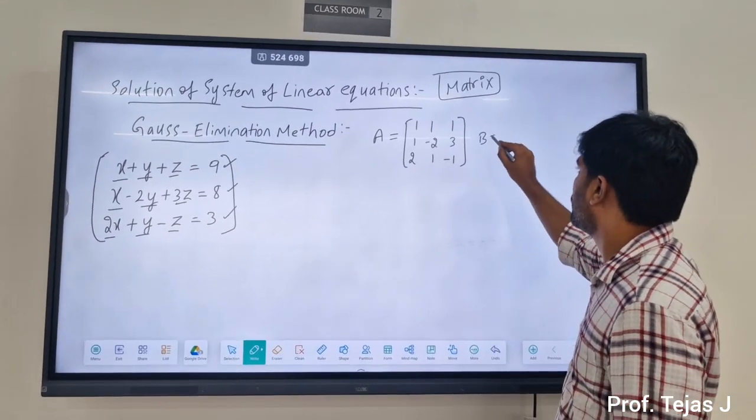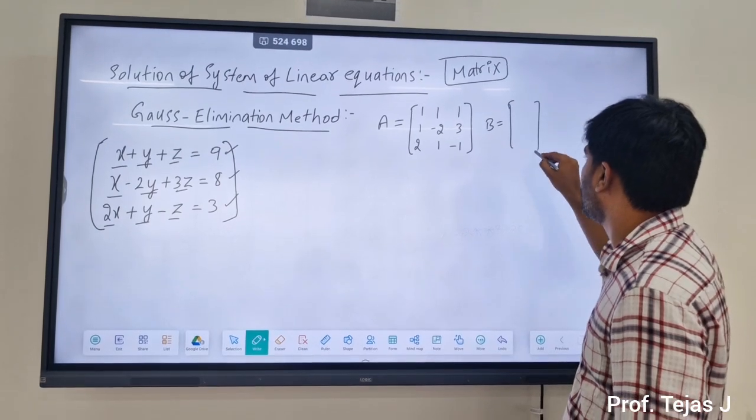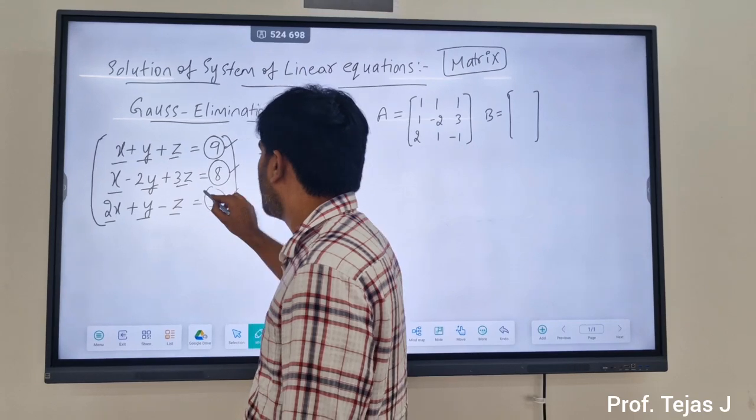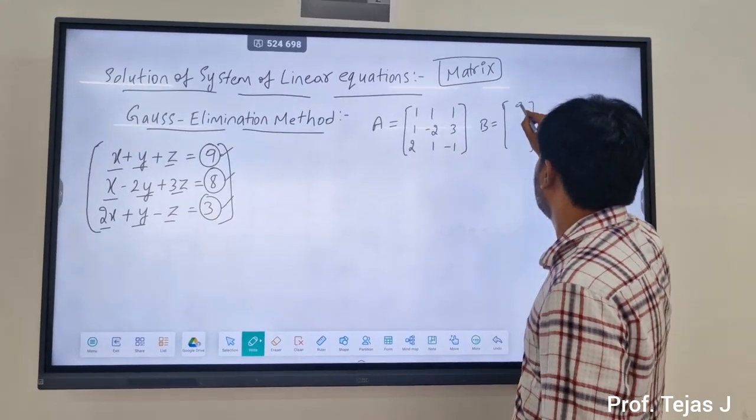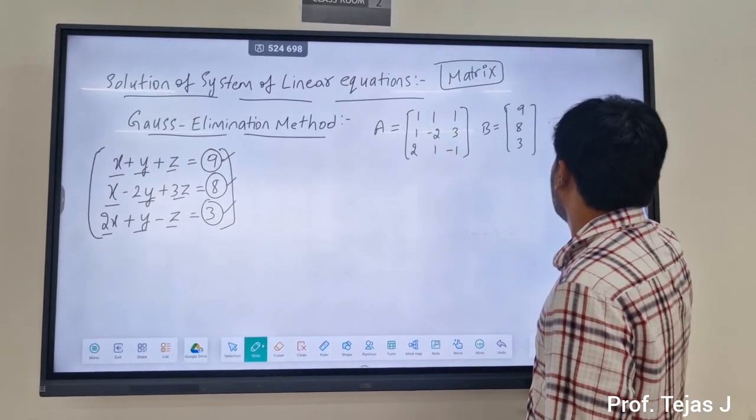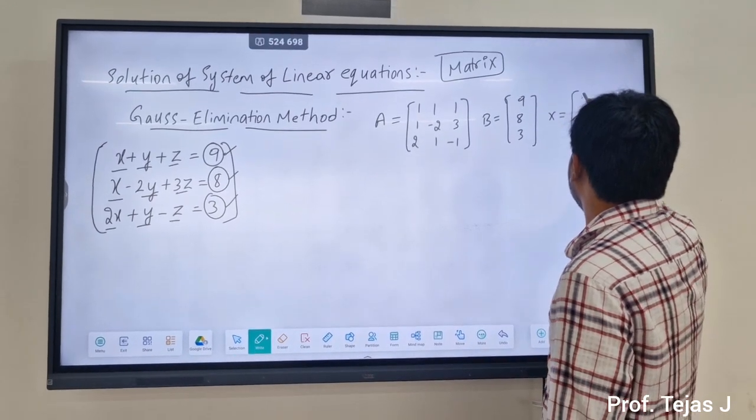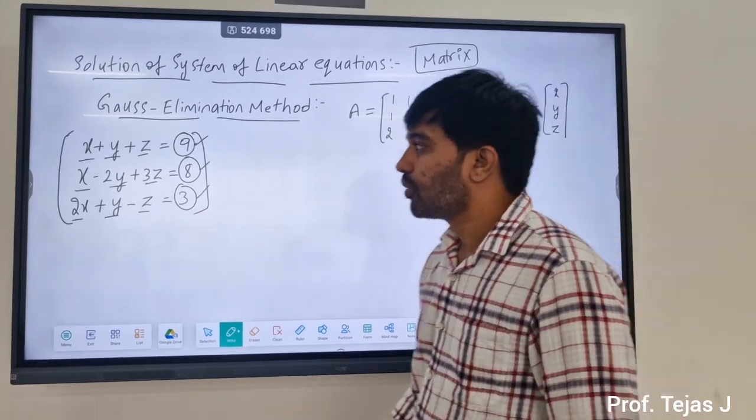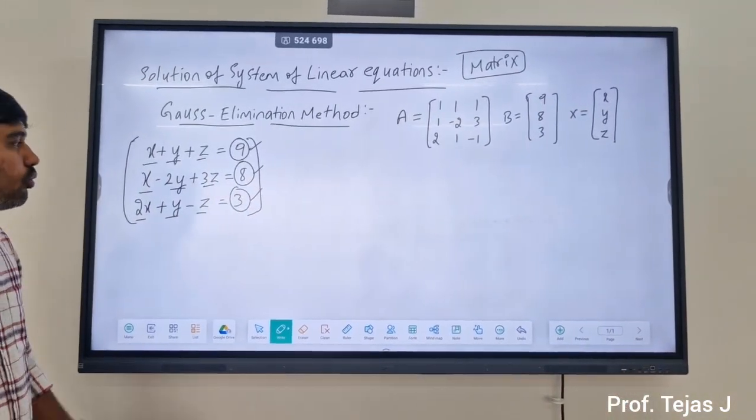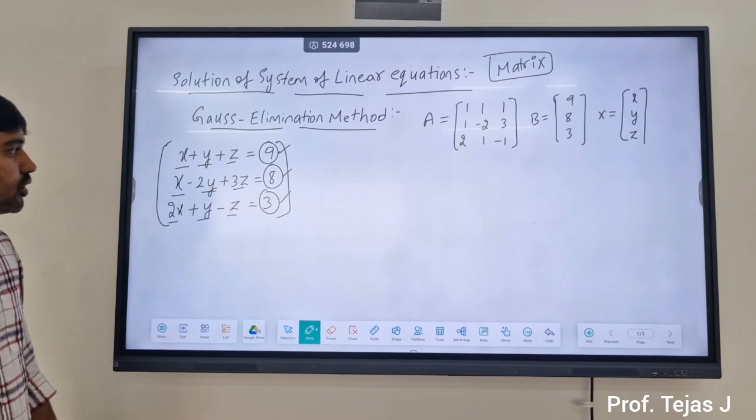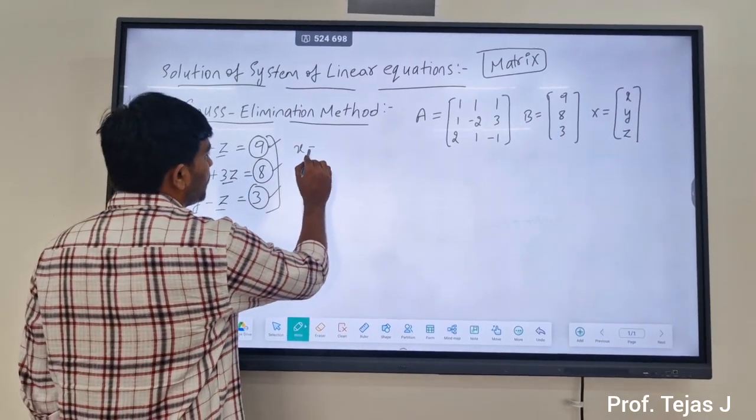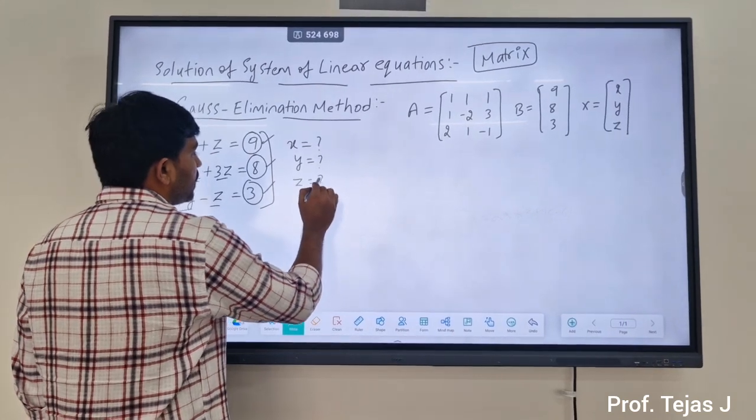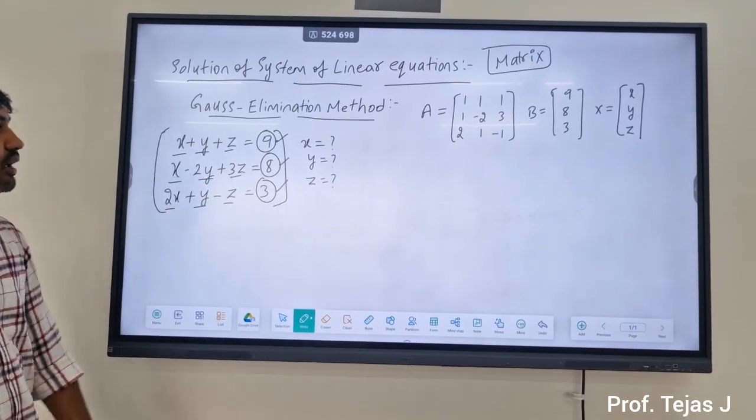Then we are going to write another matrix which is called matrix B, writing the constants from the three equations. That will be the values 9, 8 and 3. And X is the matrix of the variables x, y, z. Now, you may have a doubt why we have to solve these equations. By solving them, we will find the values for x, y, and z.